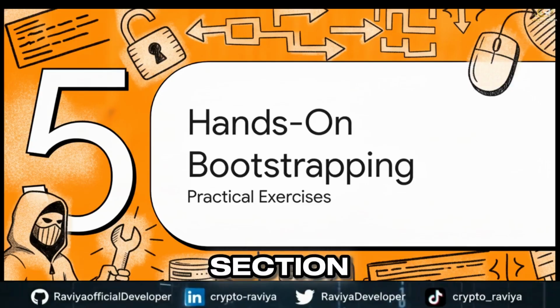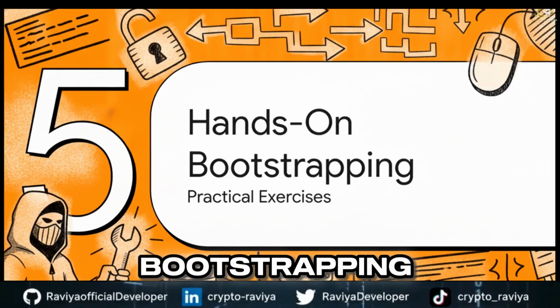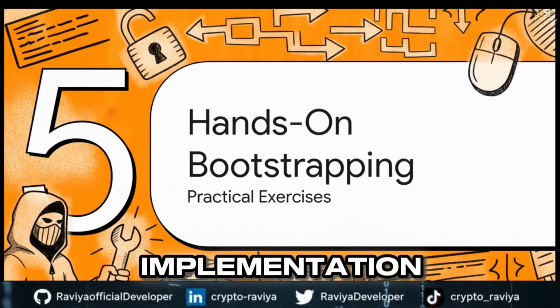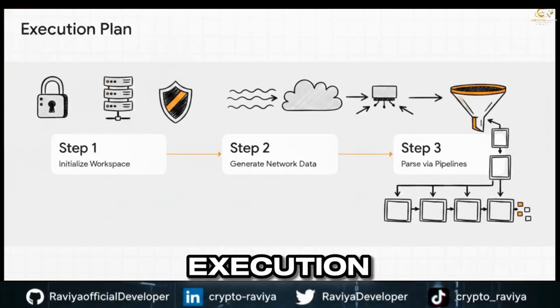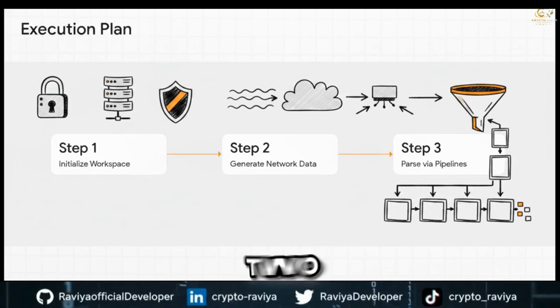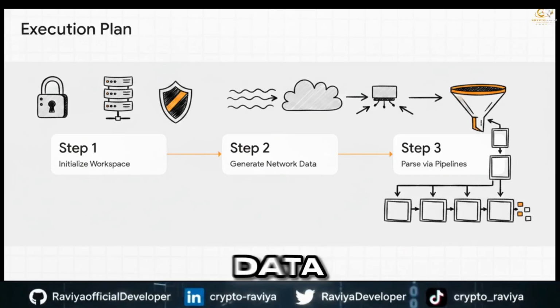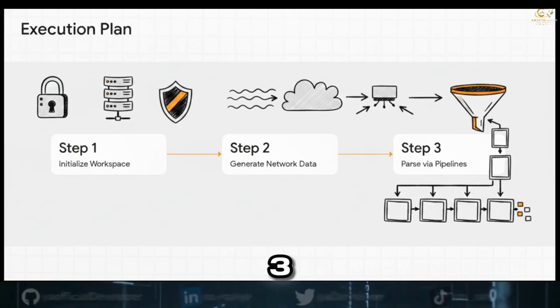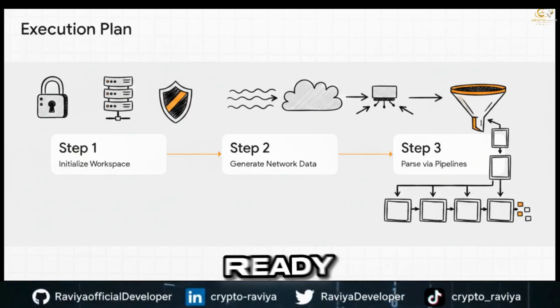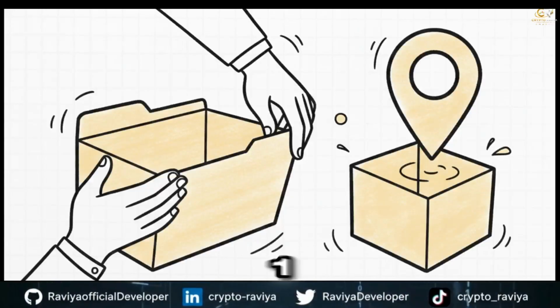Which brings us to section 5, hands-on bootstrapping. It's time to pull everything we've talked about together into a real, practical implementation. Here is our execution plan. Step 1, we're going to initialize a secure workspace. Step 2, we'll generate some mock network data and wrangle those streams. And step 3, we'll parse and interrogate that data using a custom pipeline. Ready? Let's do this.